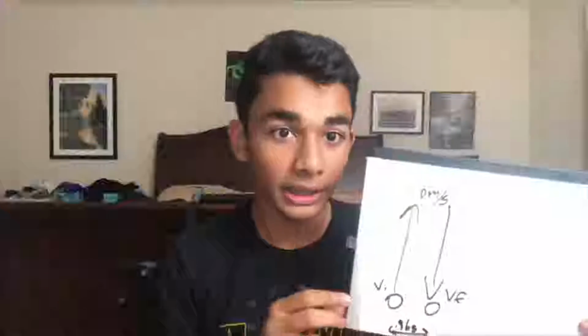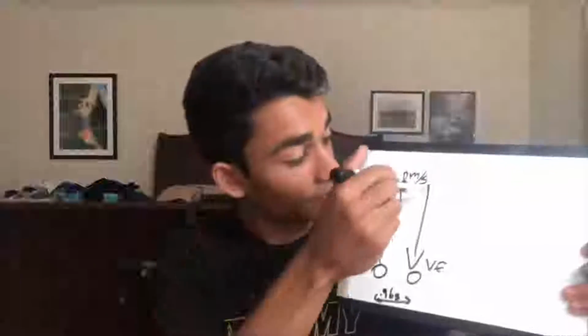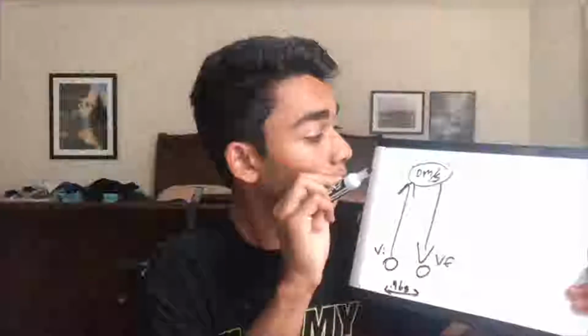What we do know is that the total time that it took was 0.96 seconds, and that at the very top, before the ball went down, the velocity was 0 meters per second. Now, we could use the first formula, which is acceleration equals velocity final minus velocity initial over time, right here, to find out velocity initial. Now here's how we do this.